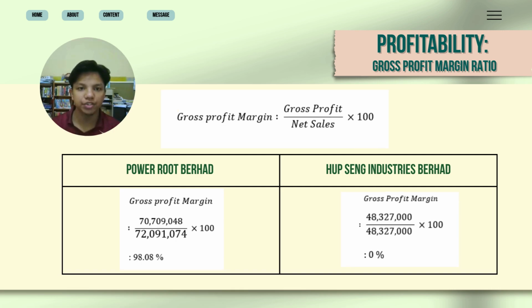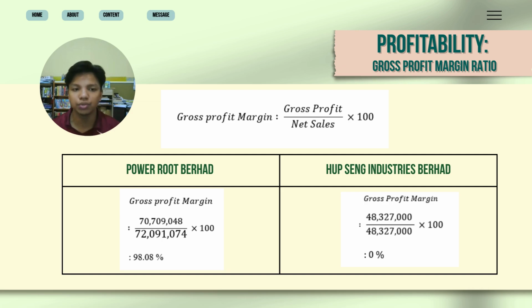So next is gross profit margin, which focuses only on the cost of goods sold before other operating expenses. After the calculation, Power Root's gross margin of 98.08% means the cost to produce goods is only about 2% of sales, very efficient.